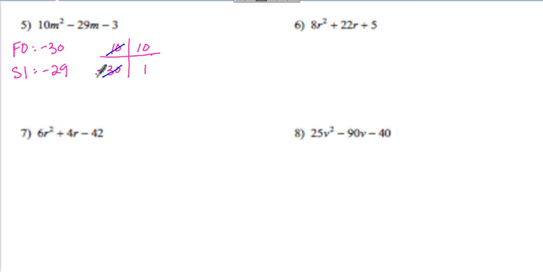I can reduce, not the 10 and the 1, but the 10 and the negative 30. Always keep your negative sign with the number that it started with. So always leave that on the bottom there. So I get it down to a 1 and a negative 3. And then I build my factors. m minus 3 and 10m plus 1. It doesn't matter which order I put them in.